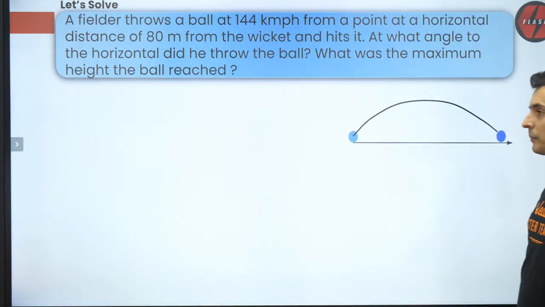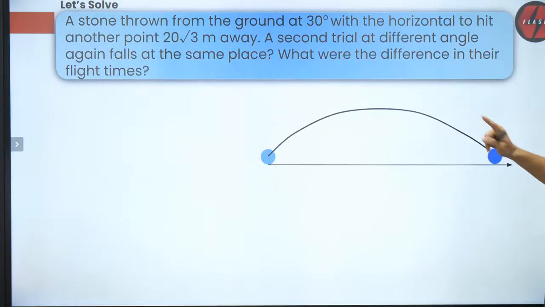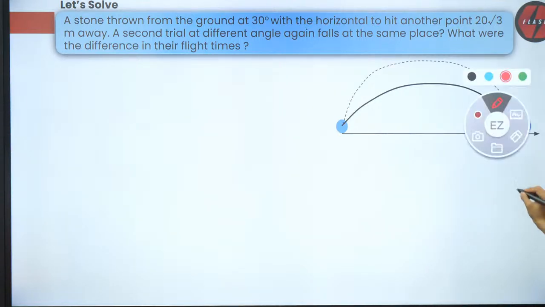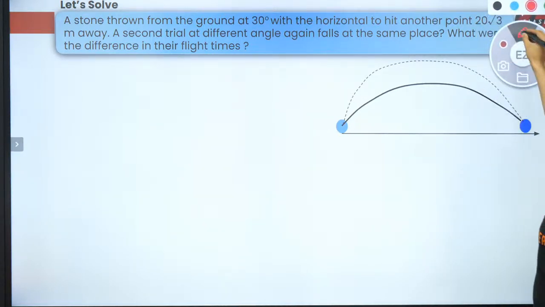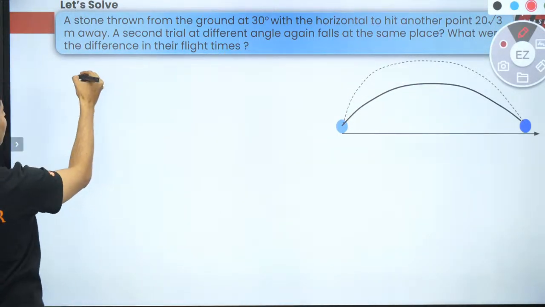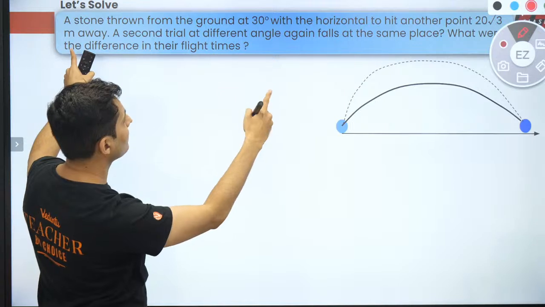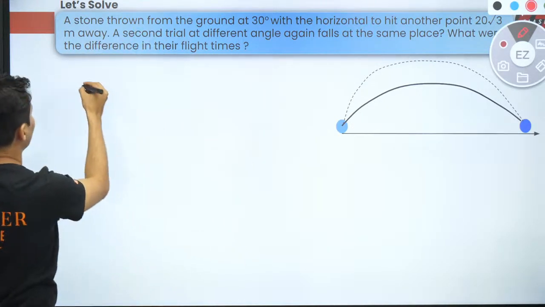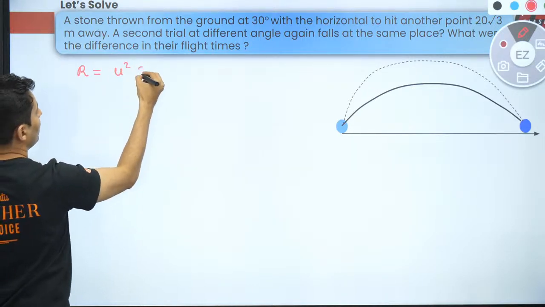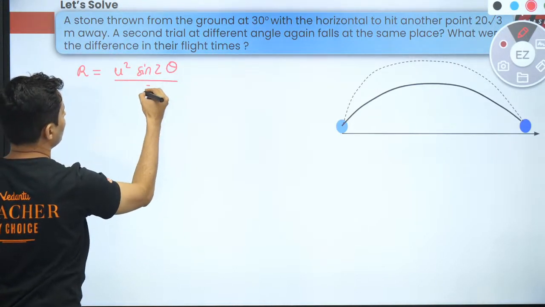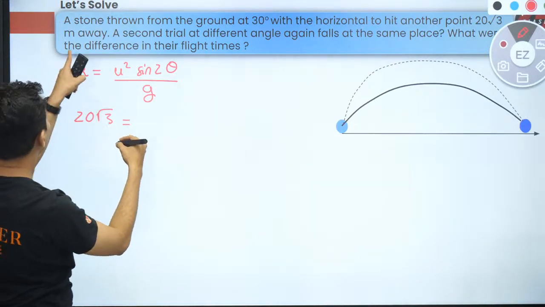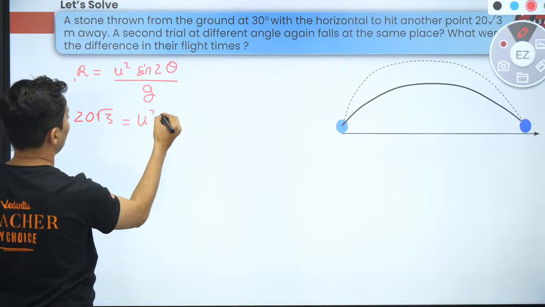Okay. Now, let's go to the next thing. Here the angles are complementary, so that's why the range is the same. So let's do this problem and see what we get. He's throwing the ball at 30 degrees and it hits another point which is 20 root 3 meters away. So let's use the range formula. The range formula is u square sine 2 theta by g. The range is given to be 20 root 3. U is not given. In fact, I'll have to find it out.